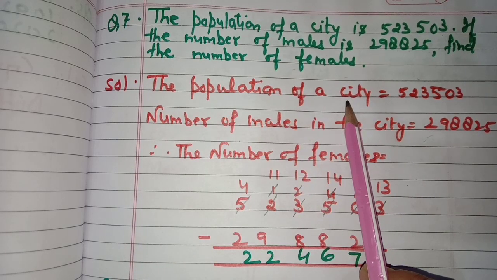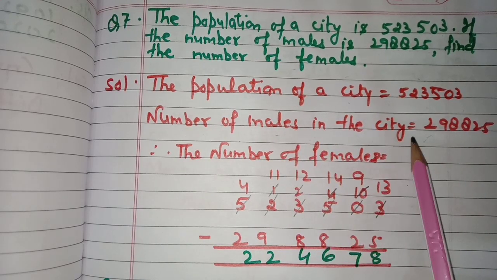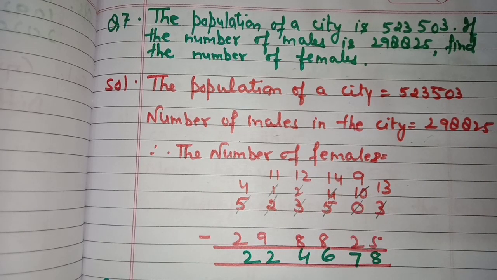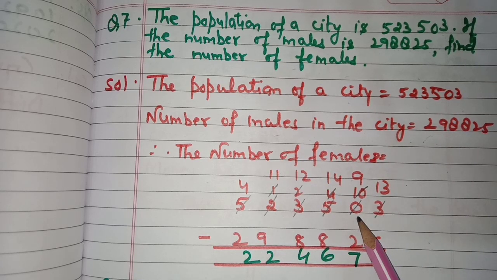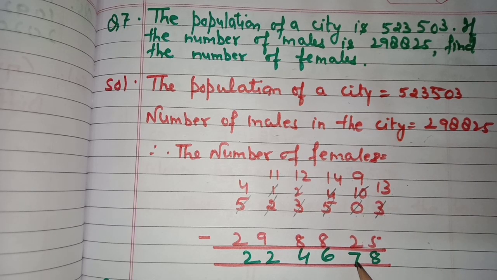The population of a city, 5,23,503. Number of males in the city, 2,98,825. Therefore, the number of females. Now let us subtract and find the answer. Write the total population on the top and the number of males at the bottom and start subtraction. Now we can't subtract 5 from 3, so we need to borrow, but here we have 0, so we will borrow from here. Now this 5 will become 4 and this 0 will become 10, and now we can borrow from here. So this 10 will now be 9 and this 3 is now 13, and 13 minus 5 is 8. 9 minus 2, 7.